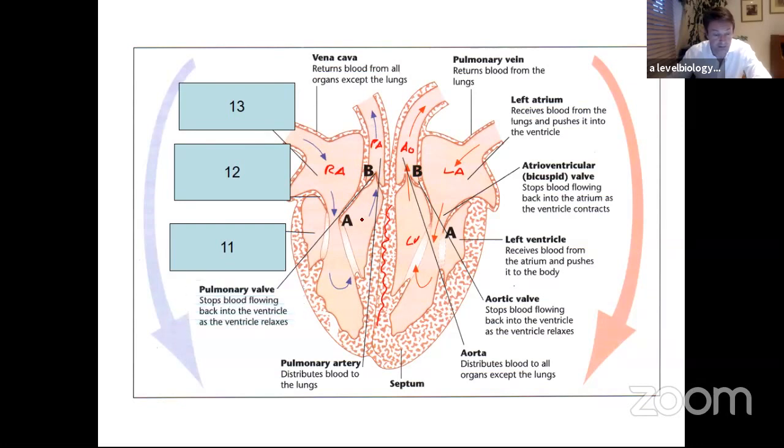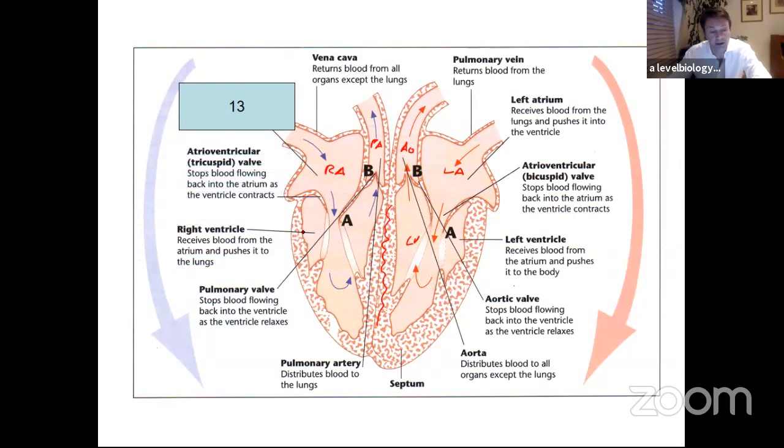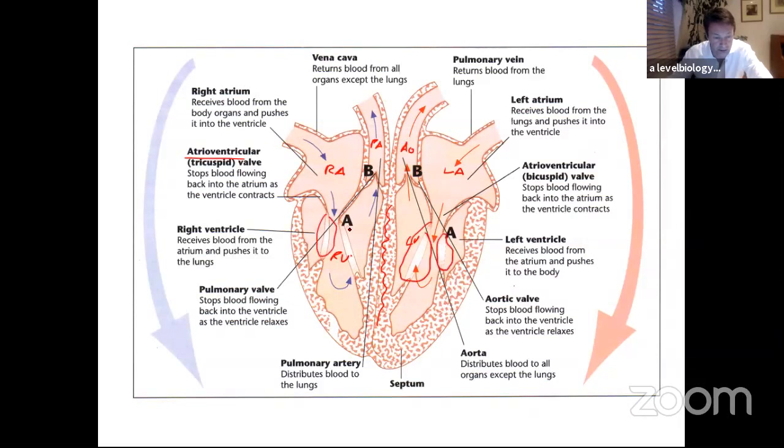You've got a pulmonary valve, and then you've got the right ventricle and the tricuspid valve, which is the valve between the right atrium and the right ventricle. Again, I like the term atrioventricular valve because it tells you where it is. A point of these things here, these are the chordae tendineae, or tendinous cords.